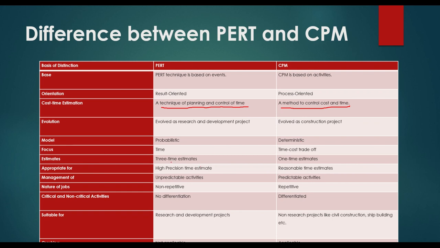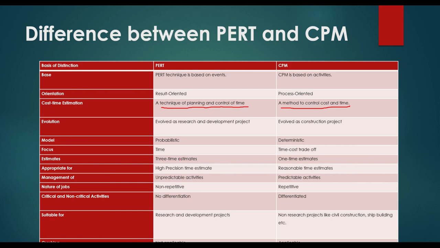Then PERT majorly focuses upon time, but CPM focuses upon time and cost both. Because PERT is only making a network. It will just tell you this much time would be required to complete activity 1, this much time is required to complete activity 2, and so on. But CPM would tell you a combination of time and cost. And how CPM will tell you time and cost, for this we will be doing another set of questions. At that time you will be able to understand.